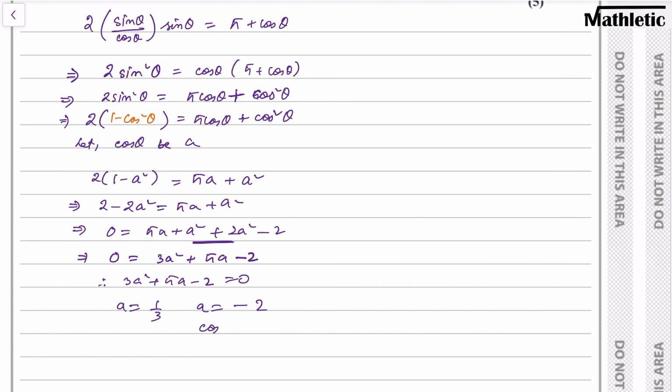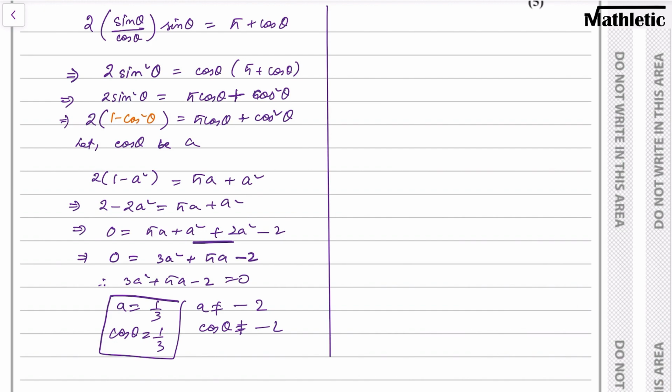Since cos is a, you need to bring back cos. So if you try to simplify this, cos inverse of minus 2 gives us math error, so this is not possible. We will just work with this part. So cos theta is 1 by 3. This is our question. Cos theta is 1 by 3.